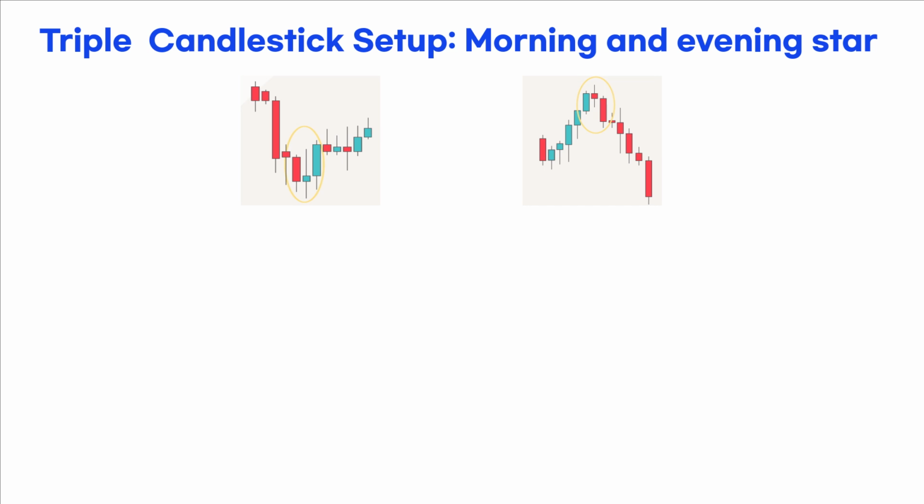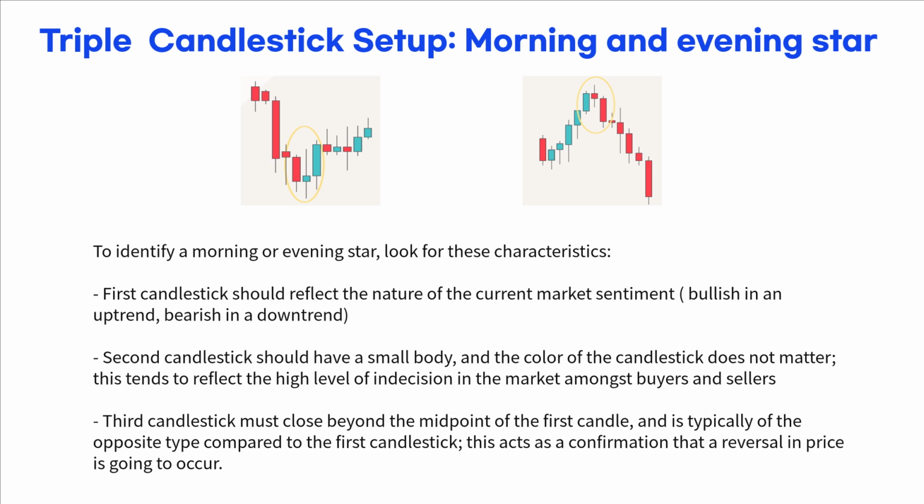Triple candlestick setups are patterns that consist of 3 consecutive candlesticks. The morning and evening stars are candlestick patterns that are typically found at the end of a downtrend and uptrend respectively. To identify a morning or evening star, look for these characteristics.